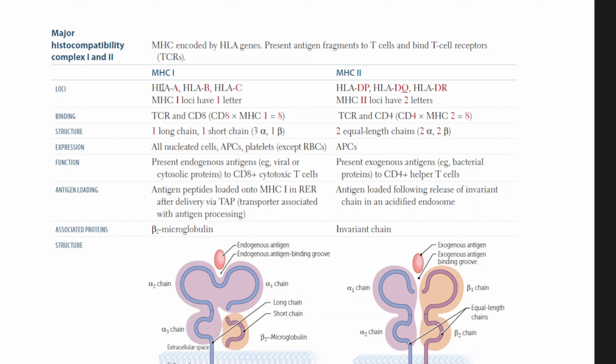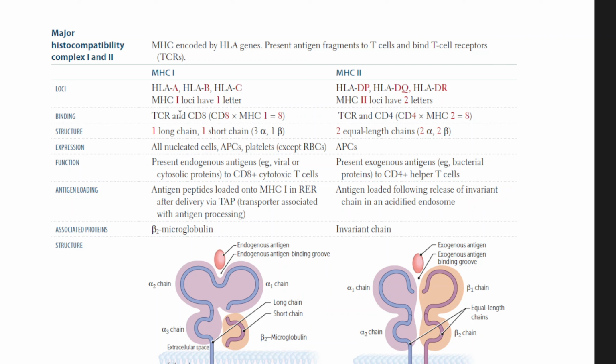Remember, HLA is human leukocyte antigen. Human leukocyte antigen A, human leukocyte antigen B, human leukocyte antigen C. The other group has two letters: human leukocyte antigen DP, human leukocyte antigen DQ, human leukocyte antigen DR. Remember, MHC2 loci have two letters. So that's the main difference, so you can recognize each one.